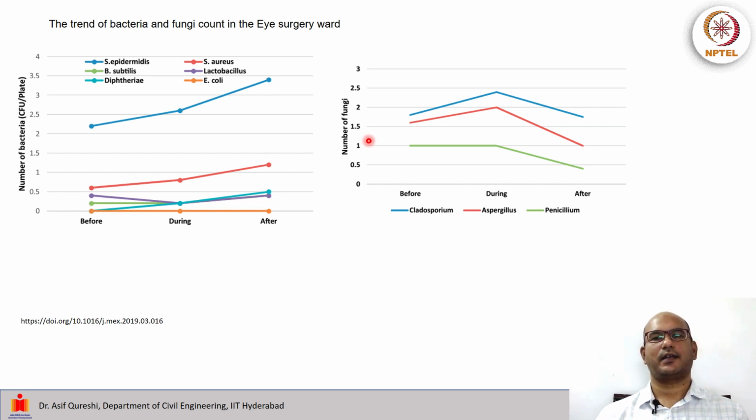In terms of fungi, Cladosporium and Aspergillus, we see an increase in the count when the surgery is happening, and then a decrease later. So maybe these fungi were removed, but during the surgery there were some emissions, it looks like.